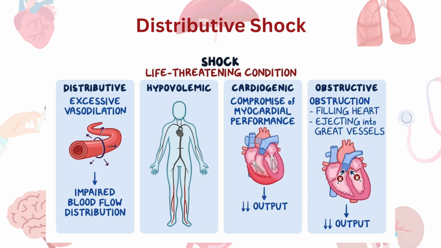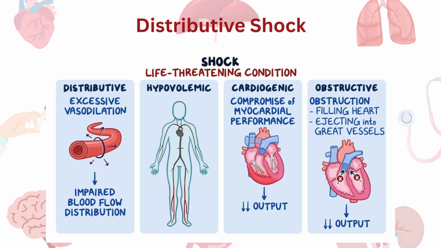Another type of shock is known as hypovolemic shock, in which there is a massive blood loss which results in decreased volume of the blood, and as a result there is decreased perfusion of the organs of the body. The third type of shock is known as cardiogenic shock, in which there is a compromise of the myocardial performance of the heart, which results in reduced output and hence reduced perfusion of the organs of the body.